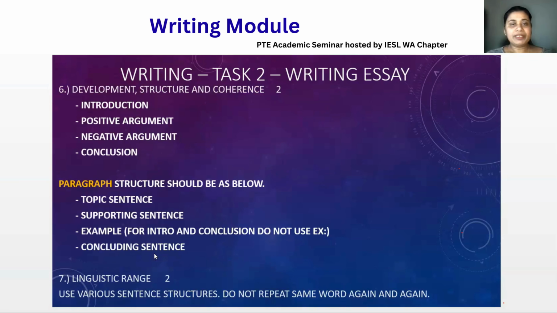And when we talk about linguistic range, use various sentence structures. If you repeat the same word again and again, then you will be penalized. The topic was about, for example, organic farming. You can repeat organic farming and that farming word 5, 6 times, but try not to repeat, for example, furthermore. It happened this way, and furthermore, again, furthermore. You cannot say that several times. Try to use connectors appropriately here.